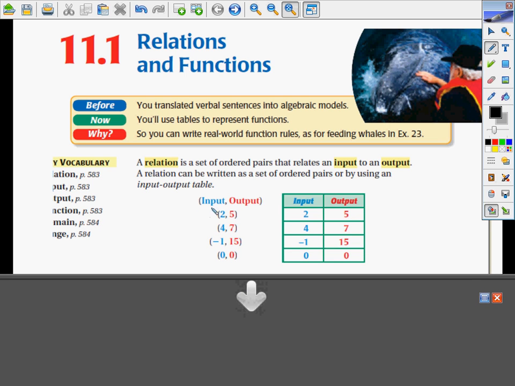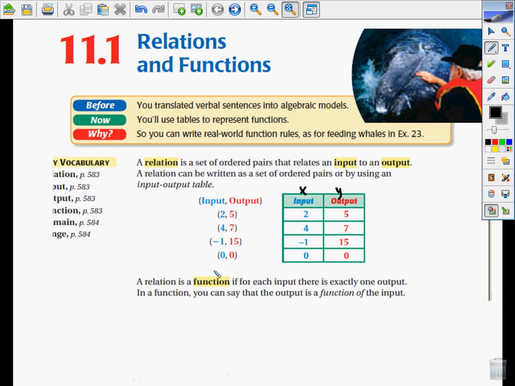So here is an example. Input we have in blue, output we have in red. So here it is as an example of ordered pairs, and here it is as an example of a table. The input, the output. The inputs are commonly our x variables, and the outputs are generally the y variables. So a relation is a set of ordered pairs that relates an input to an output. So this is a relation. It's relating 2 to 5, 4 to 7, -1 to 15, and 0 to 0.